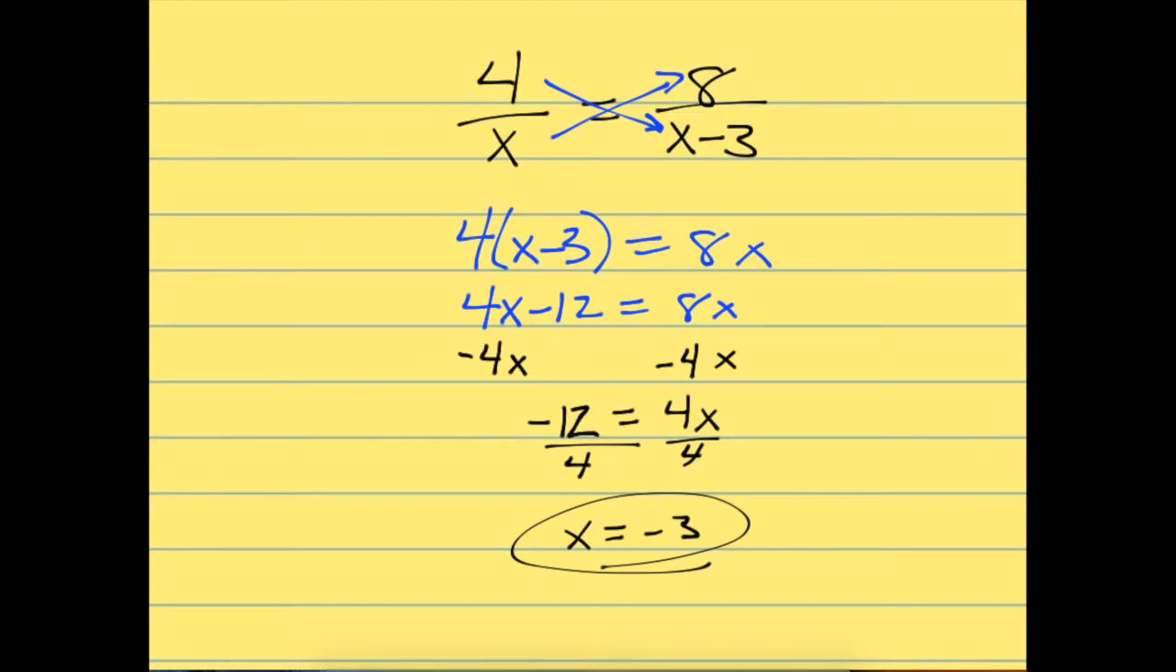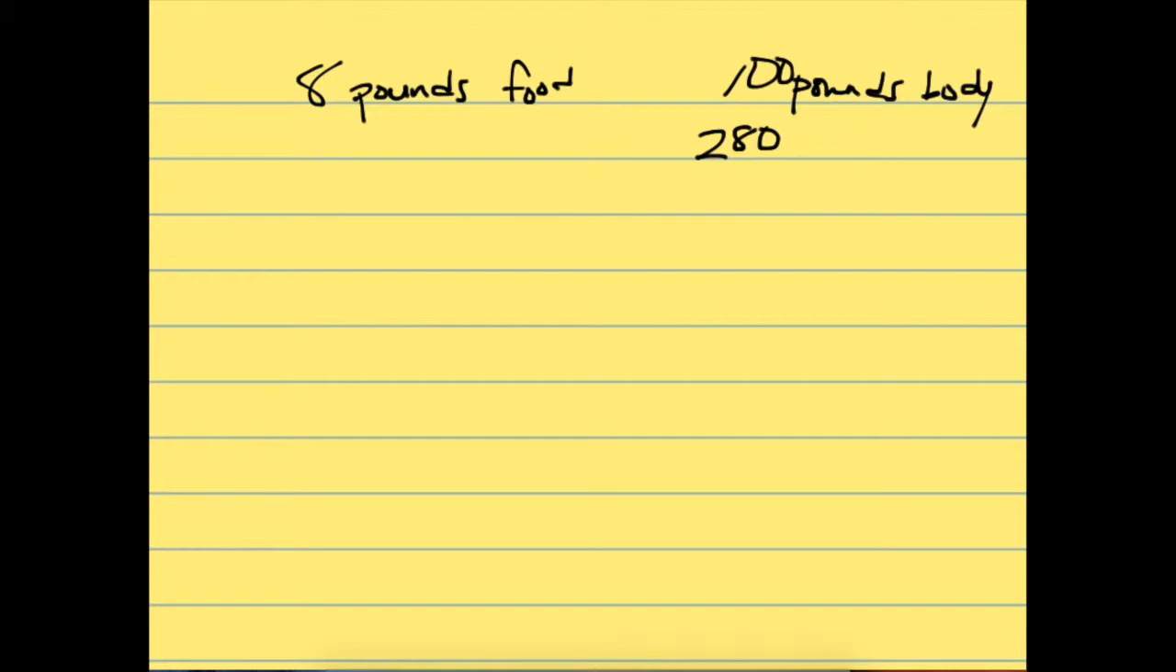Let's put this in a word problem. Each day, the seals in an aquarium are each fed 8 pounds of food for every 100 pounds of their body weight. A seal at the aquarium weighs 280 pounds. That's his body weight. How much food should he be fed per day?